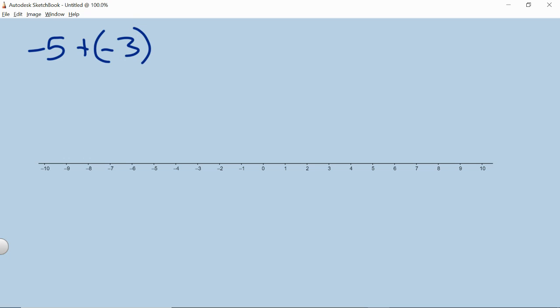Okay, so now this changes our starting point. Our starting point is now a negative number. That means we need to go 1, 2, 3, 4, 5 to the left. Okay, remember negative numbers are to the left of 0. And if I'm adding negative 3, well, if I add 3 normally, I go to the right. If I'm adding negative 3, I'm going to keep going to the left. So 1, 2, 3, and we end up at negative 8. That's our answer for that one.